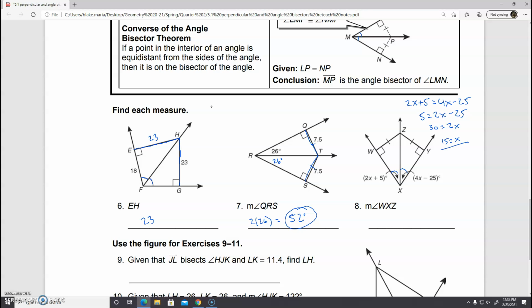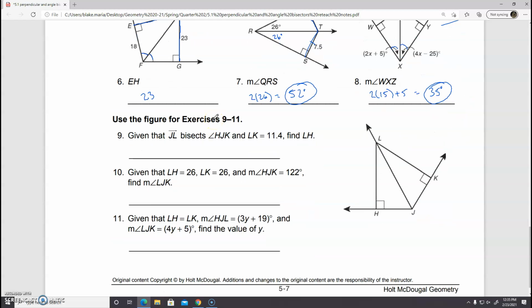Now again, make sure you give what it asks for, WXZ. WXZ is just this one little angle, so we have 2 times 15, which is 30, plus 5 gets me 35. And had they asked for WXY, you would have had 35 and 35, you would have said 70.